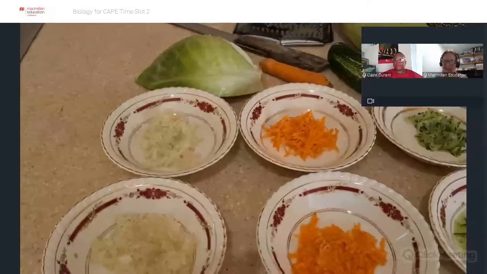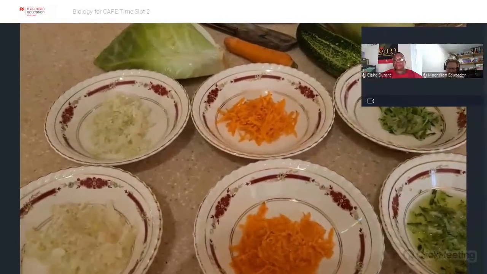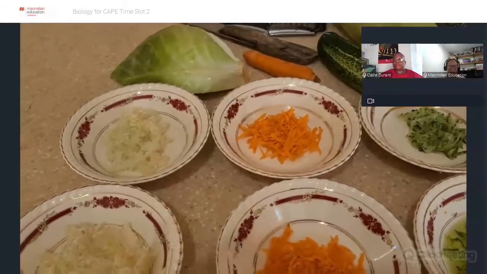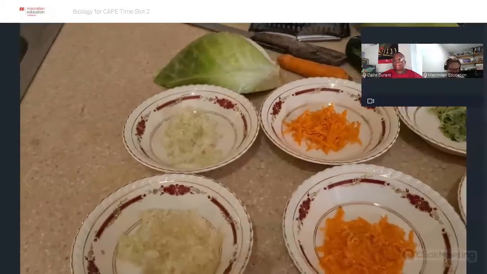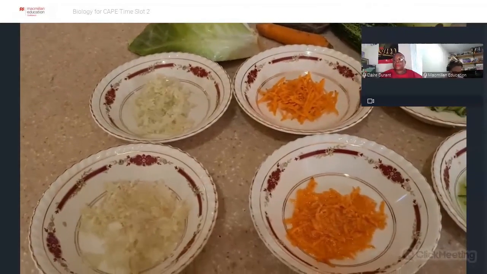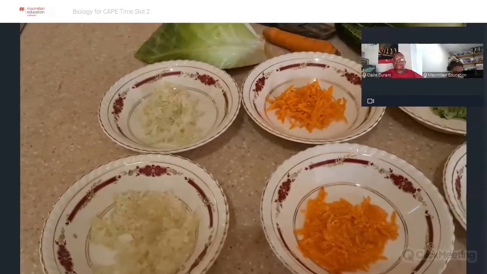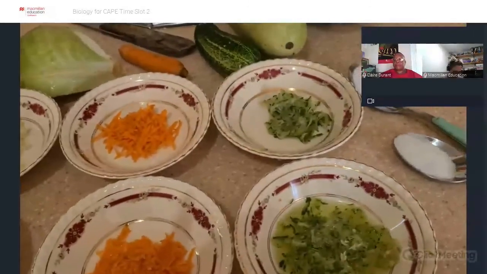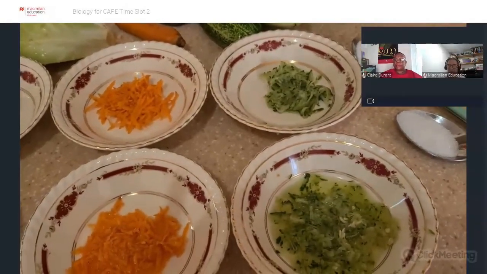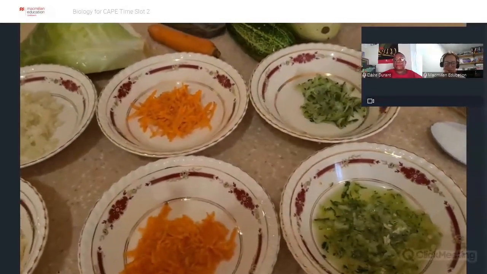Now, each of these dishes contains the same amount of grated cabbage, carrot, and cucumber. To the cabbage and the carrot, an equal amount of sugar was added, and it was allowed to stay for 10 minutes. An equal amount of salt was added to the grated cucumber, and it was allowed to stay for 10 minutes as well.